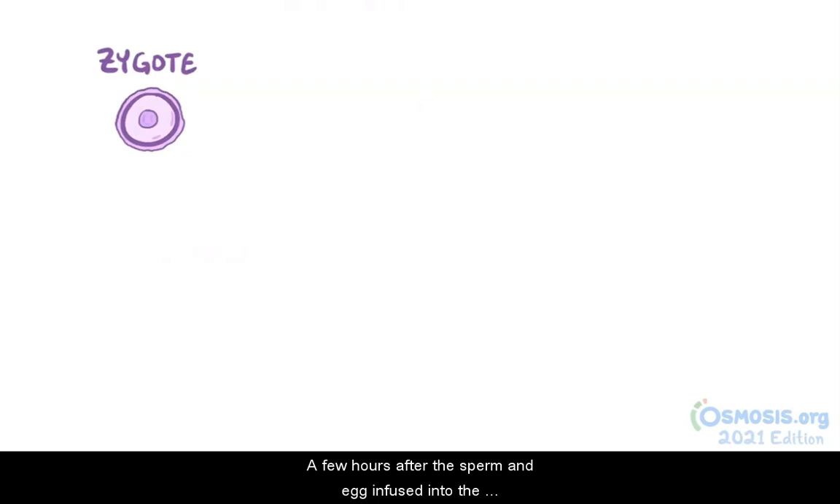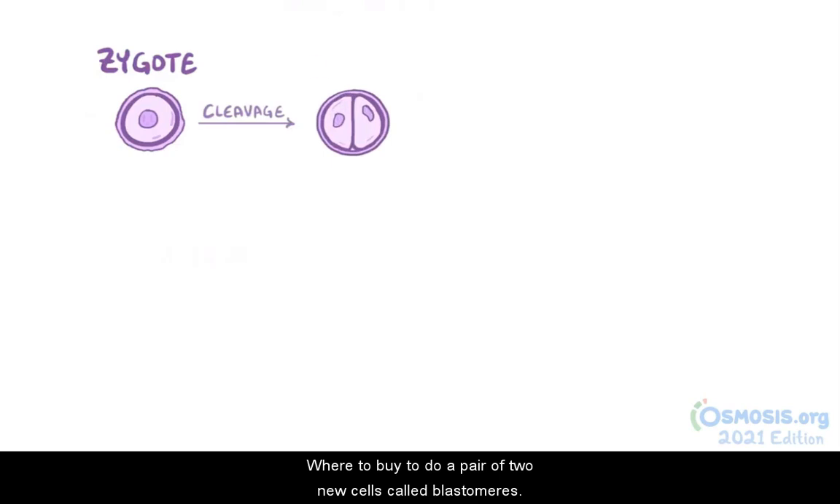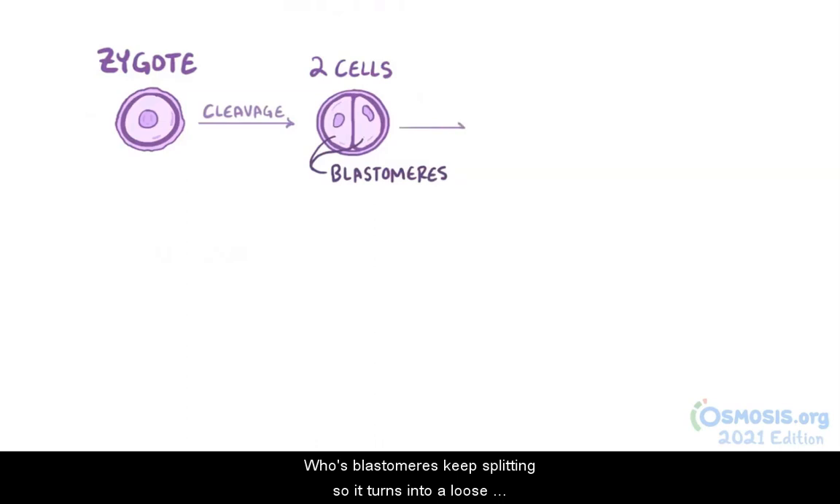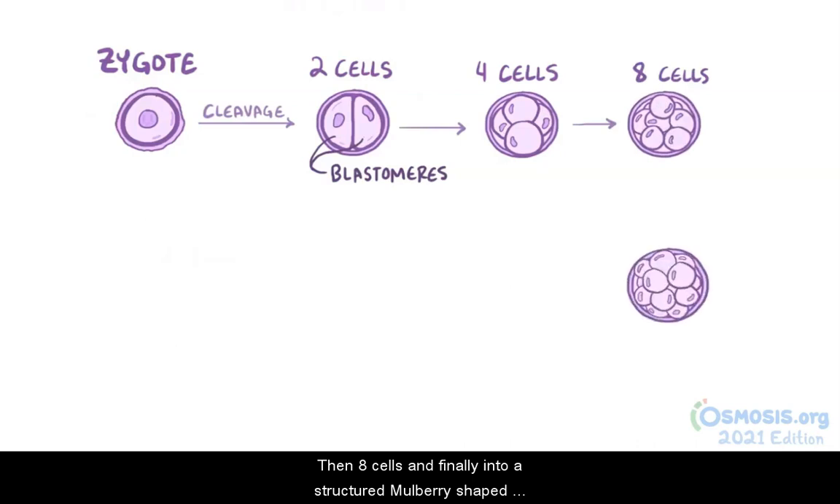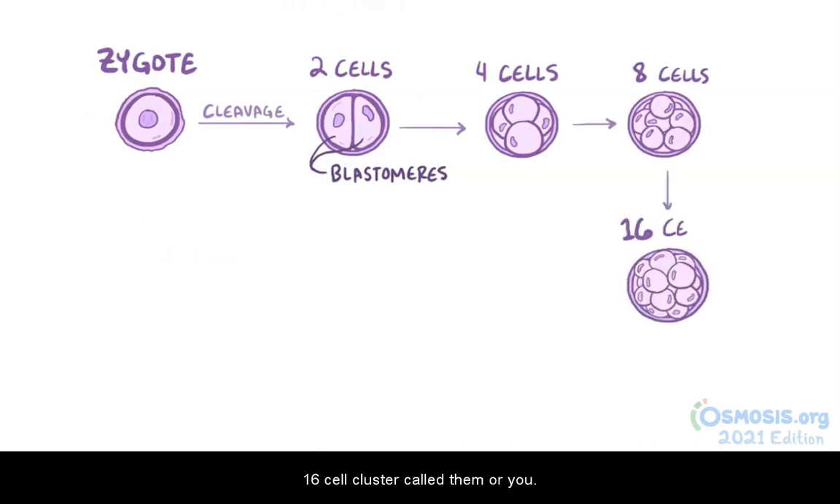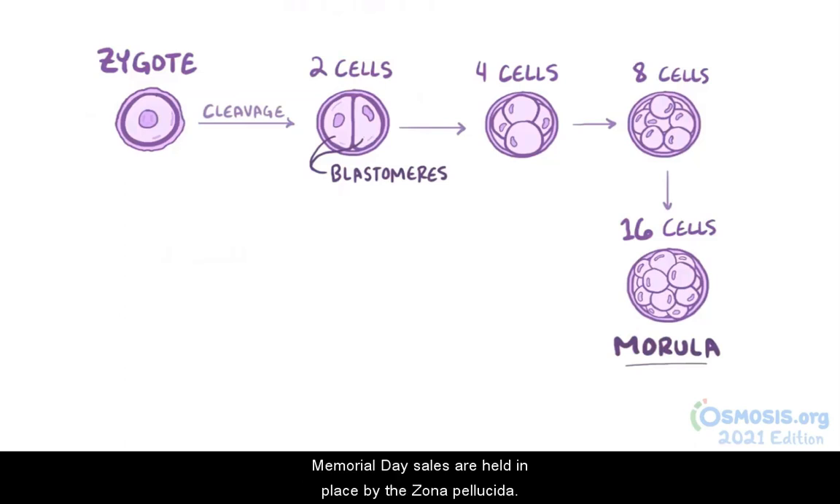A few hours after the sperm and egg have fused into the zygote, it undergoes a process called cleavage, where it divides into a pair of two new cells called blastomeres. Those blastomeres keep splitting, so it turns into a loose clump of 4 cells, then 8 cells, and finally into a structured mulberry-shaped 16-cell cluster called a morula, with inner and outer cell masses. The morula cells are held in place by the zona pellucida.